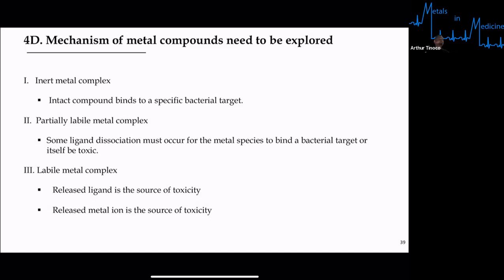So some ligand association must occur for the metal species to bind a bacterial target or itself be toxic. And then there are those where lability is key, where you have a released ligand, and the ligand is possibly the source of toxicity. That's important because then the metal is playing the role of a transport agent, not an actual toxic agent in this case. Or the released metal is the source of toxicity and the ligand is playing the role of an ionophore. Okay.